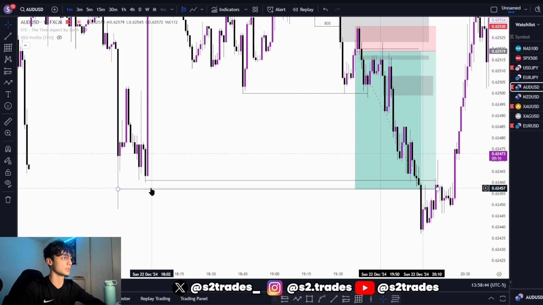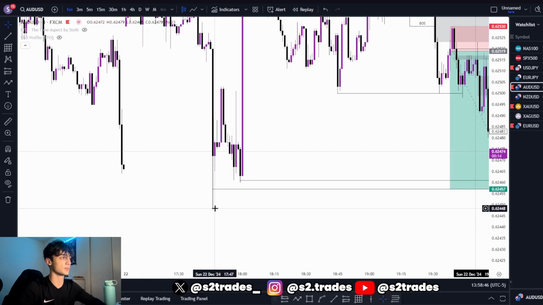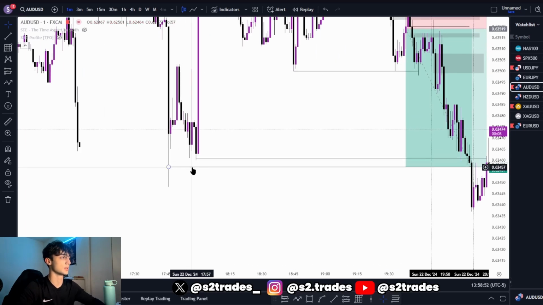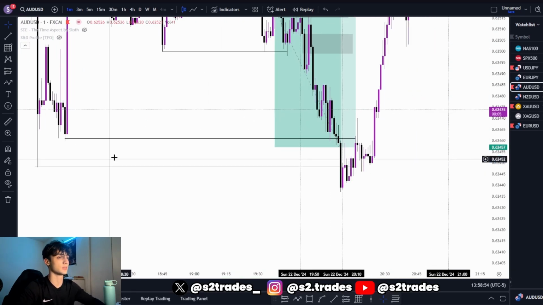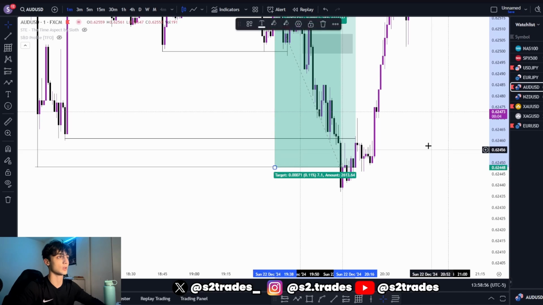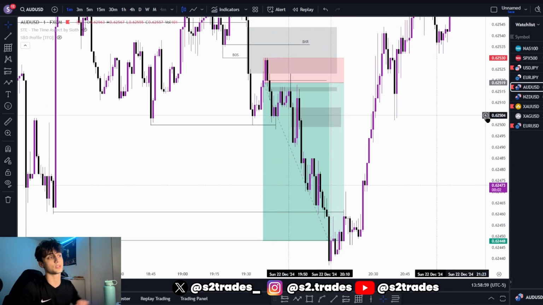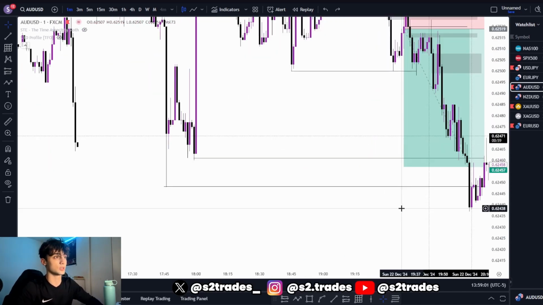I put my final take profit near the consequent encroachment of this move right here, but I should have actually trusted myself and placed it down until there. That would have been a way better trade, better risk to reward ratio. But again, a win is a win.